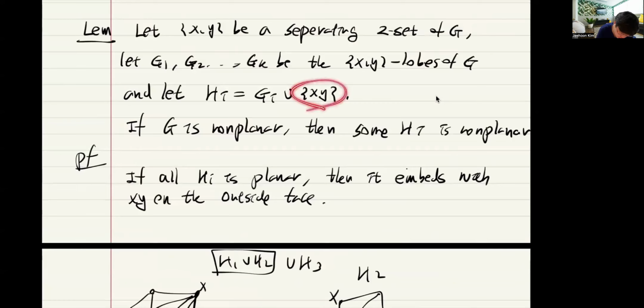Here, one of the reasons why we add this xy is that if you don't add xy, then we don't know whether you can embed each Gi so that x and y lie on the same face. There may be no embedding at all which maps x and y on the boundary of the same face. In that case, you cannot combine these planar embeddings of each Gi. So in order to get the embedding of G, we actually need the planar embedding of each Hi instead of Gi.